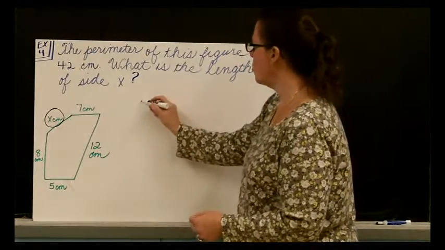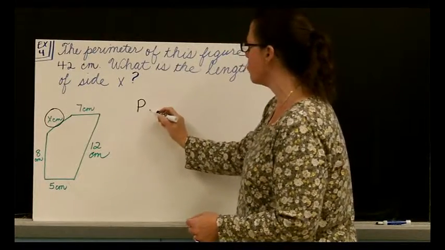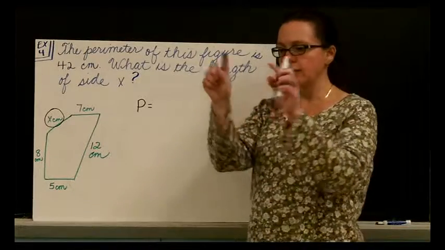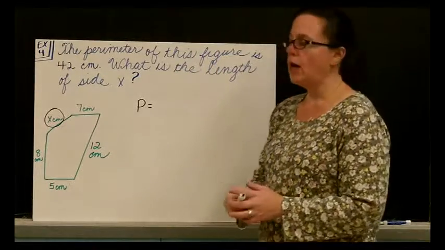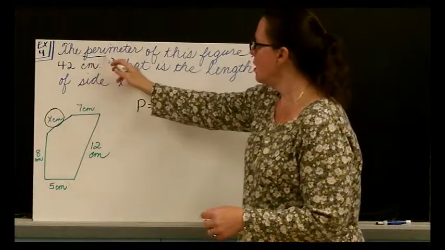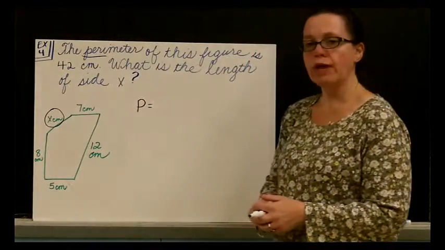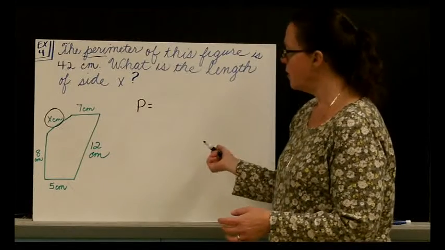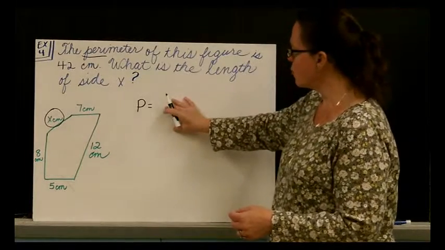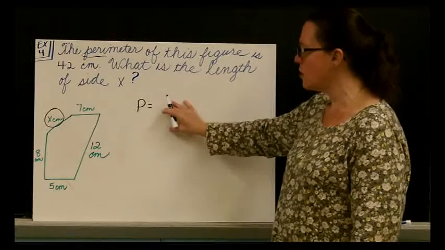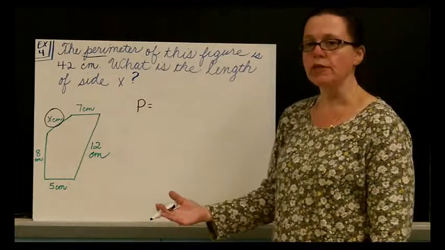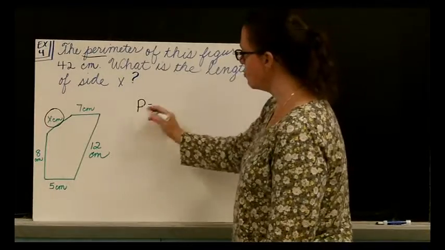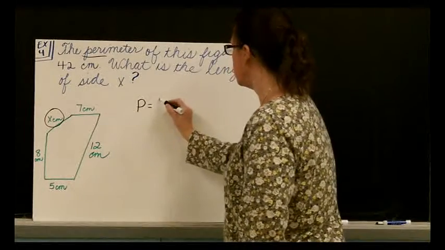Now we know that when we are finding the perimeter of an object, we're looking at the distance around the object. Peri comes from a Latin word that means around, and meter means measure. So we're looking for the distance around this figure. And the formula for finding the perimeter of a figure is simply just to add up both sides.